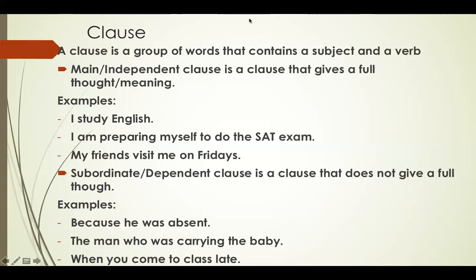When you come to class late, okay, what's going to happen to me? It's not clear here. So when you say, when you come to class late, again, doesn't give a full thought, because something is missing here. When you come to class late, it's like a conditional thing. What happened? What's going to happen?